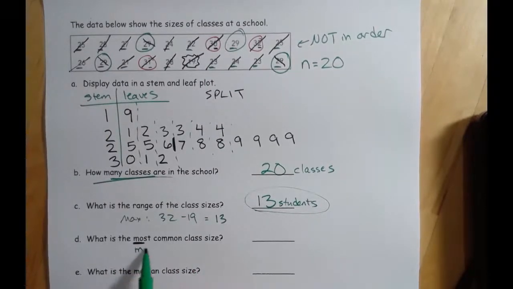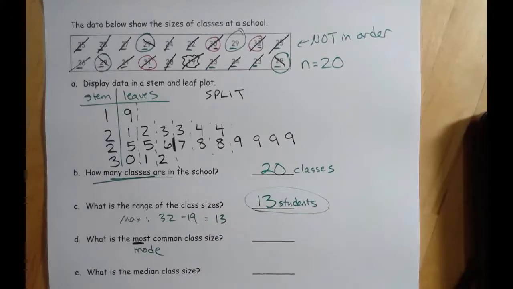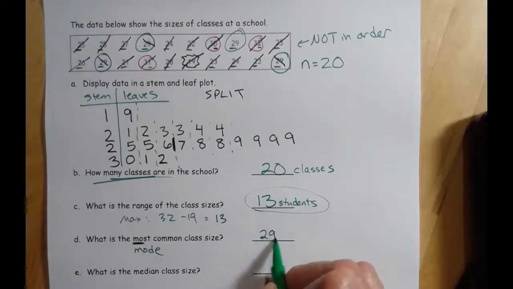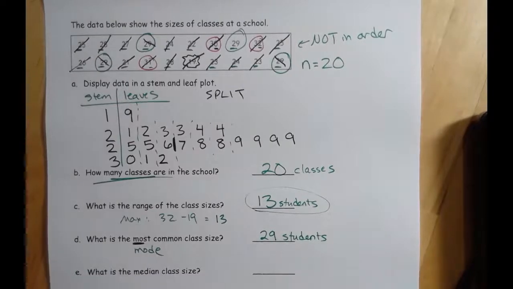Okay. What is the most common class size? Most common is the mode. And remember, there were 4 29s, so many of them that I didn't even catch all of them. So 29 is kind of the most common; a class size of 29 students is the most common.